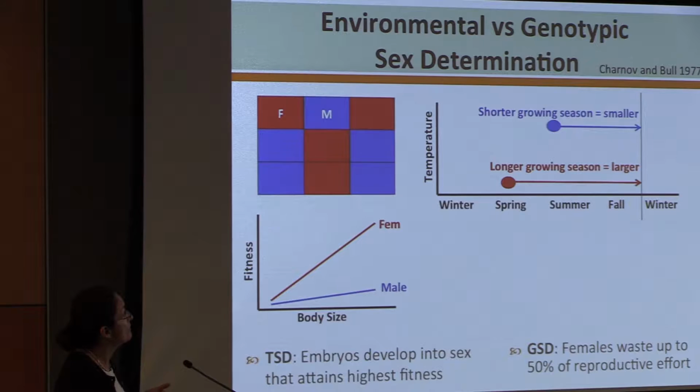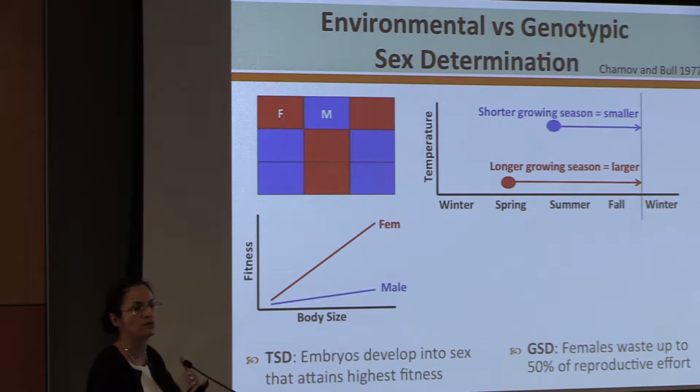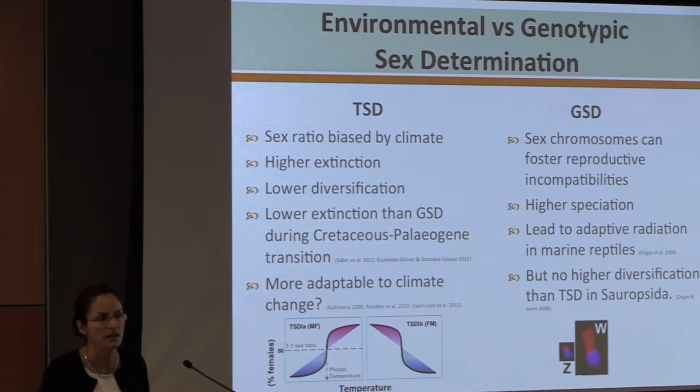Now, in this scenario, you may see that TSD may be adaptive, but still there's a problem of producing biased sex ratios in years that are extremely warm or extremely cold, particularly for species that are shorter-lived. So you may expect that TSD species or lineages, being vulnerable to changes in weather or changes in climate, may lead to higher extinction and have an overall lower diversification rate.